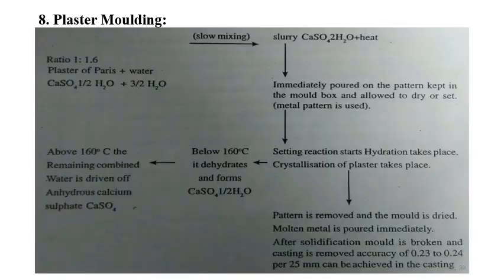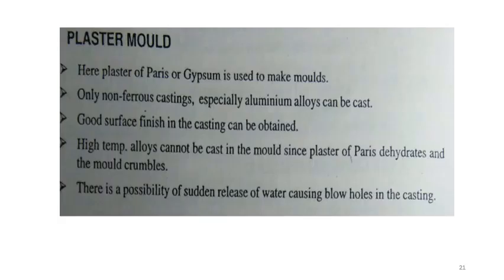Next, plaster molding. The flow diagram is the same as in investment molding. Plaster is used only for plaster molds. It is made up of plaster of Paris or gypsum, predominantly used to make molds. Only non-porous castings, especially aluminium, can be cast. In using plaster of Paris or gypsum molds, only non-ferrous metals, for example aluminium, can be cast. So a good surface finish can be achieved.